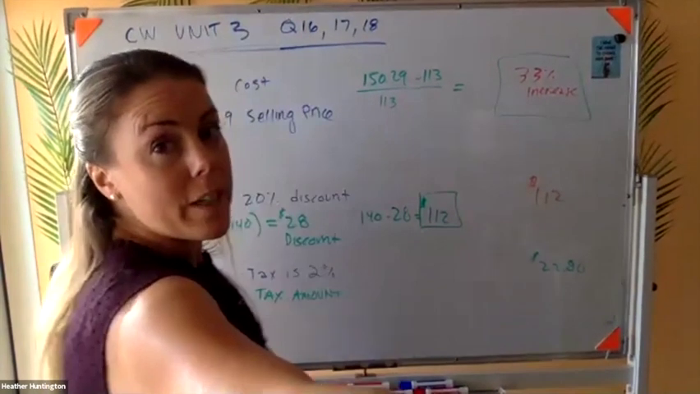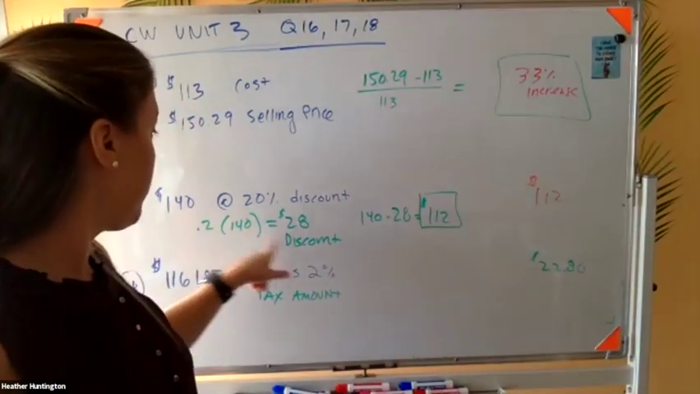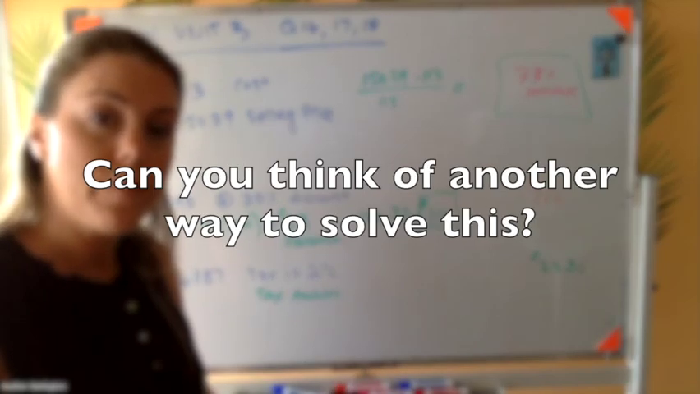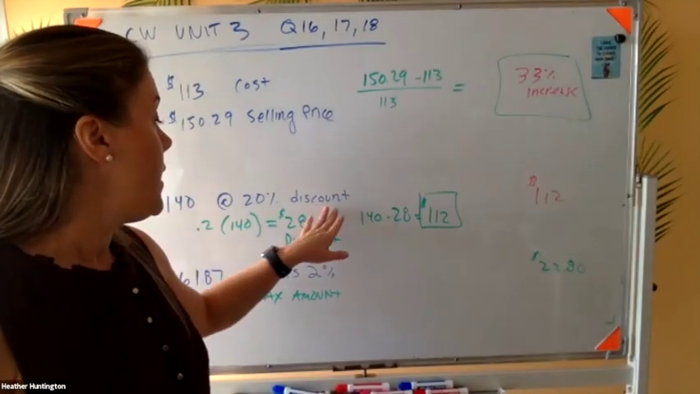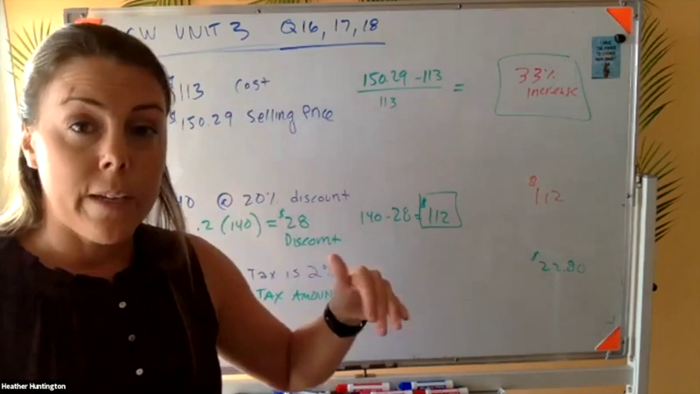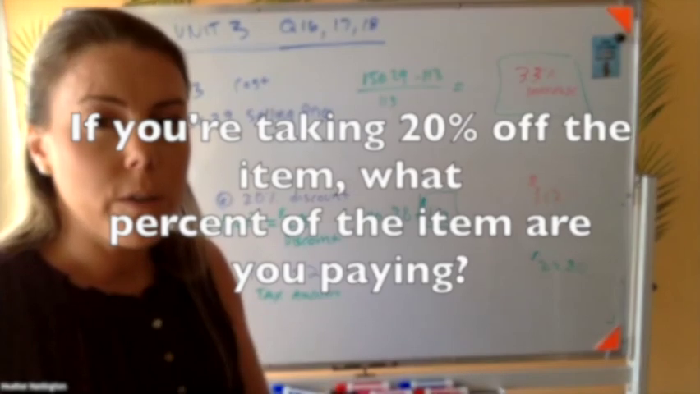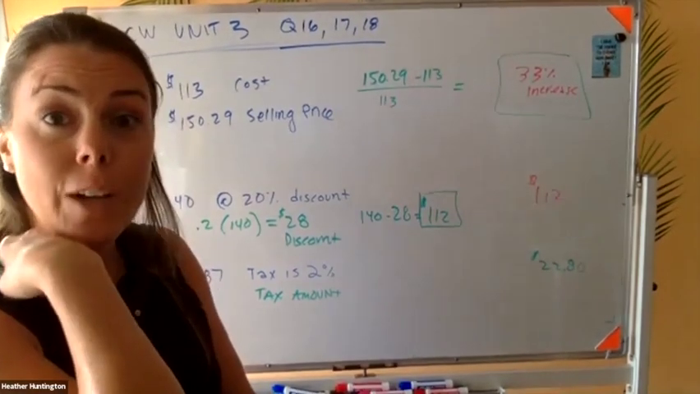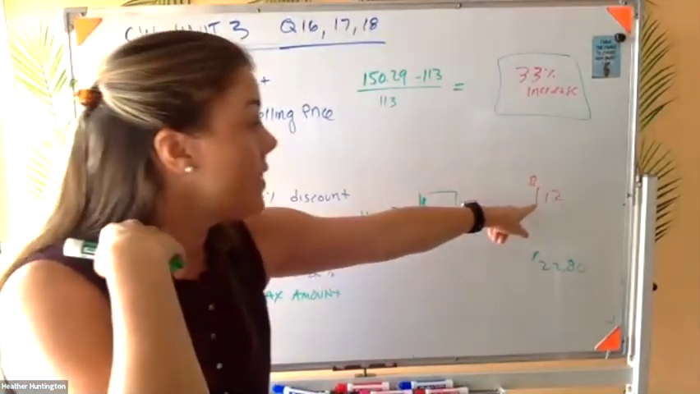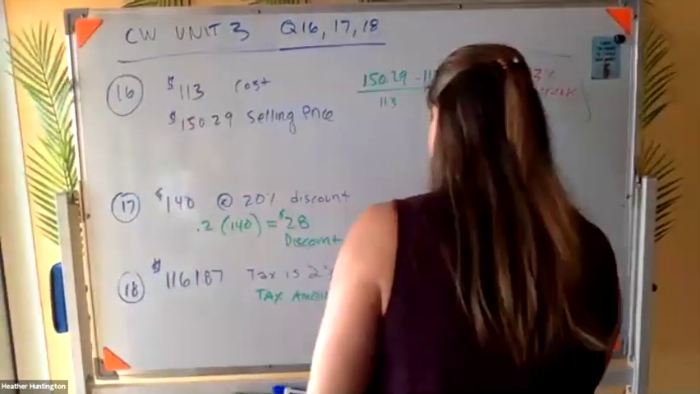Is there another way of doing this? Quicker, without finding 20%. A little hint then: if you're taking 20% off of the item, what percent of the item are you paying for? You're paying for 80%. So doesn't that value represent 80%? Yeah. So we can just find what is 80%.